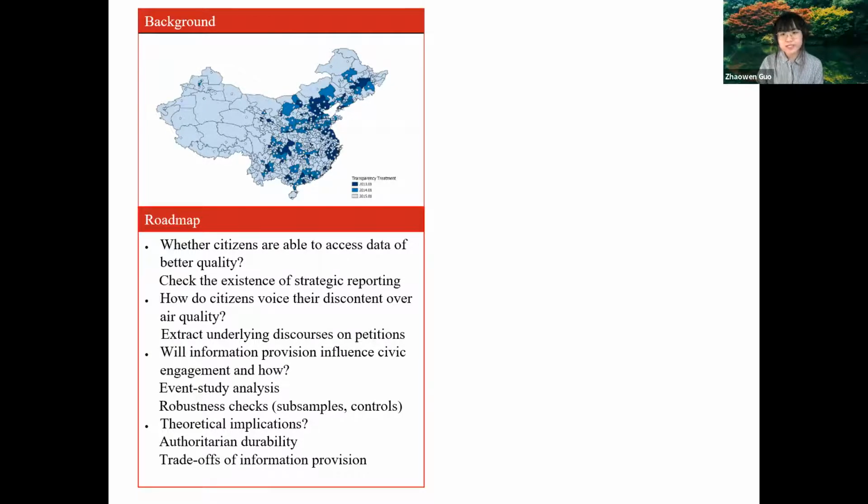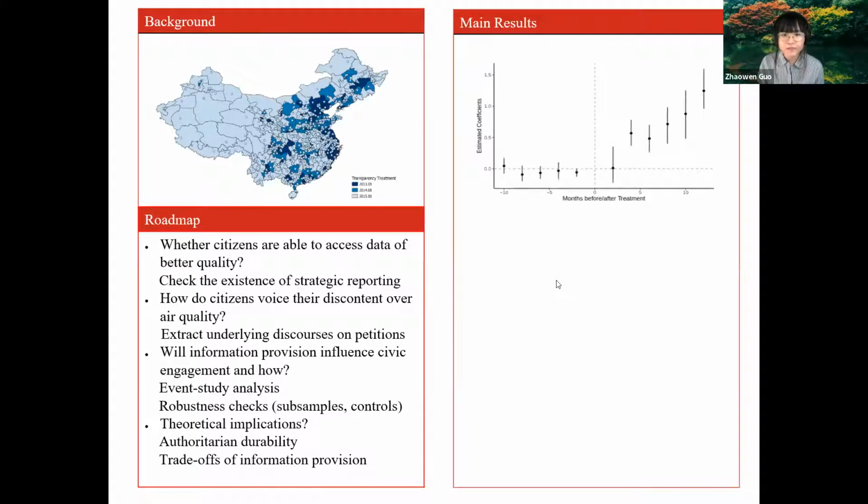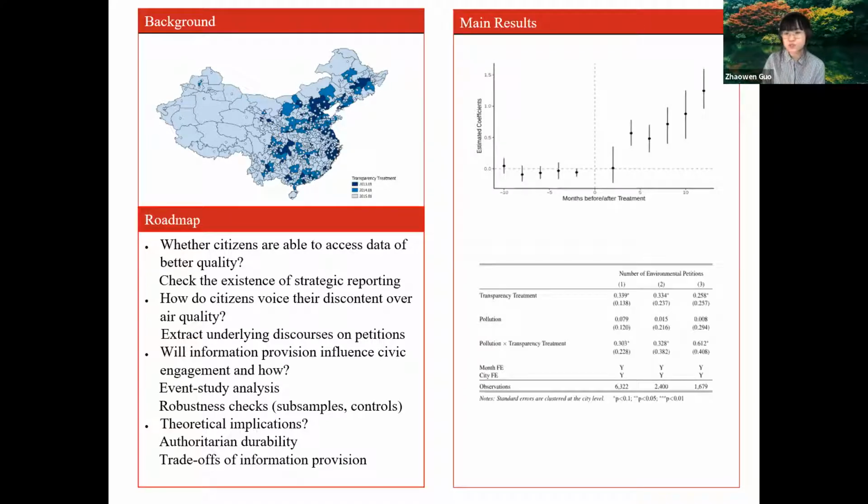I use empirical analysis here, an event study design, to see whether information provision brings about any change in civic engagement. And I find a positive effect of this information provision program. I then use a bunch of robustness checks using different subsamples and adding more stringent controls. And I find that this positive effect is consistent across the board.